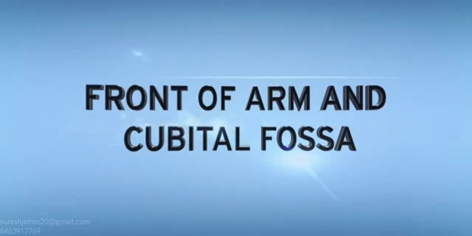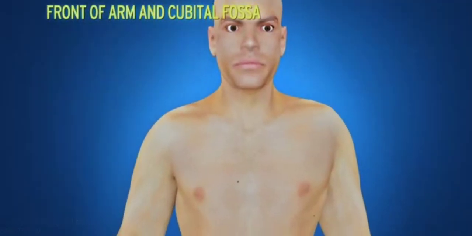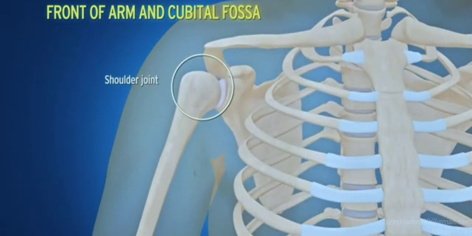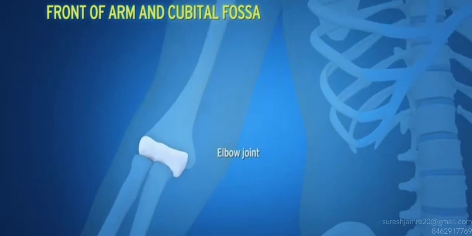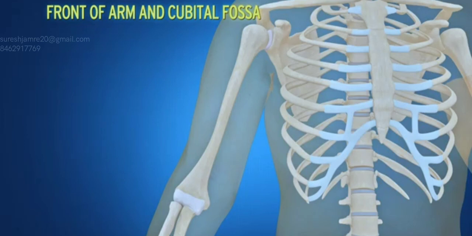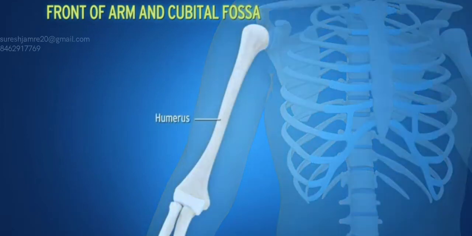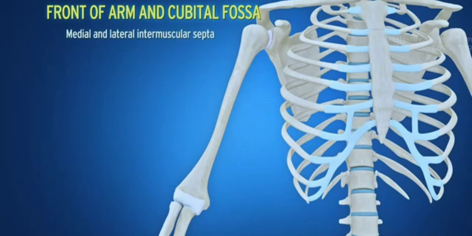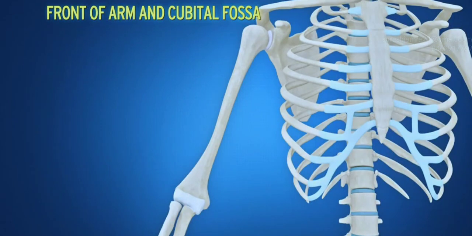Cubital fossa. Arm is that part of upper limb which extends from the shoulder joint to the elbow joint. Skeleton of the arm is formed by a single bone, humerus. The deep fascia of the arm extends in the form of medial and lateral intermuscular septa, which divides the arm into anterior compartment or front of arm and posterior compartment or back of arm.